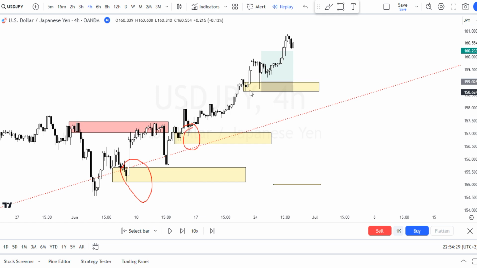One, two, three, it's pretty simple, guys. You just have to follow the signals like a robot. You just have to follow your trading plan. You have to believe in this trading plan.